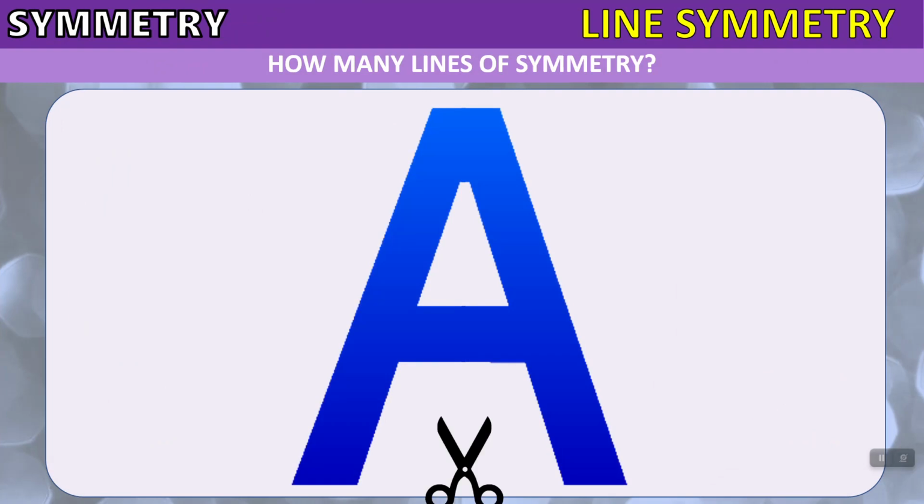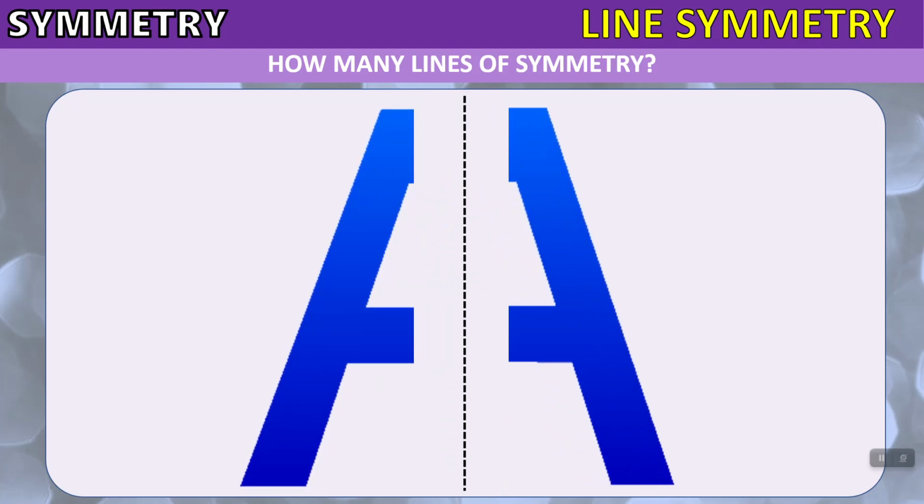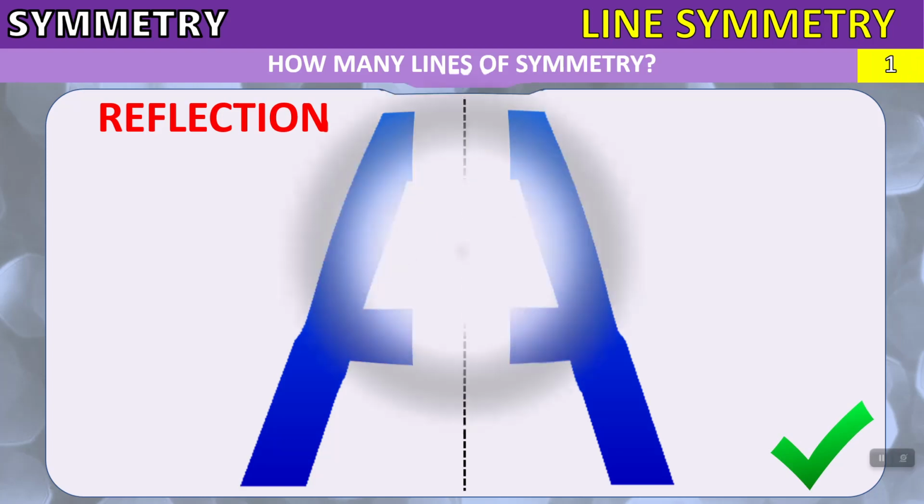Instead of going from left to right, we're going to take it and cut it down the middle from top to bottom, bottom to top, separate it. And we can see now that the left looks like the right, but it's only a reflection of the left, imagining that the middle is a mirror. And so this is a line of symmetry. It is a reflection of itself. And so we say this letter A has 1 line of symmetry.